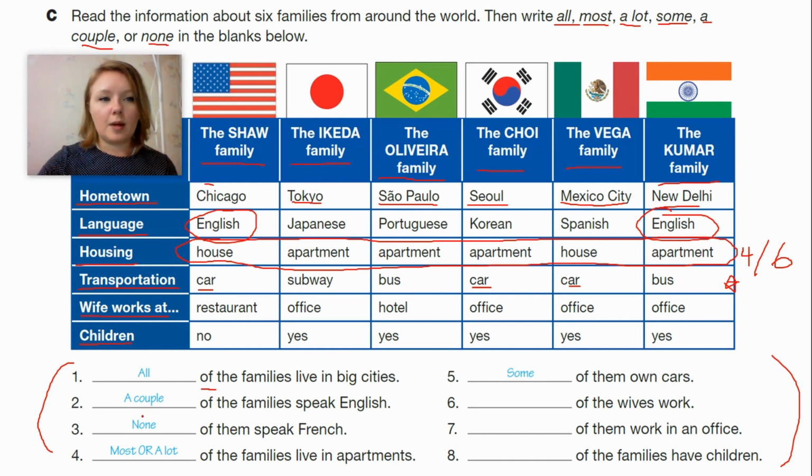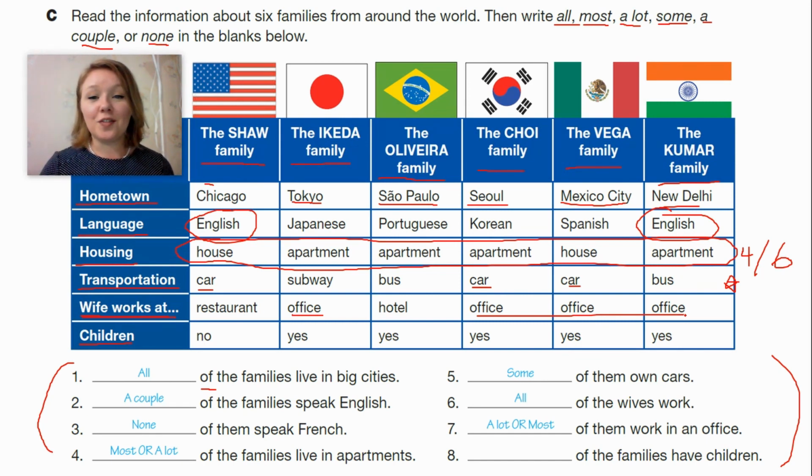How many of the families do the wives work? All. All of the wives work. Restaurant, office, hotel, and so on. All of them work. How many of them work in an office? Here, just like the 4 out of 6 that live in apartments, here 4 out of 6 work in an office. So we could say a lot of them work in an office, or most of them work in an office, not live in an office.